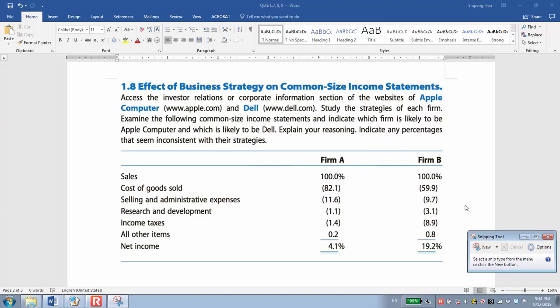Okay, I'm going to use this example to show you how the business strategy affects the firm's financial statements. In this example, we're discussing two firms from the same industry, Apple Computers and Dell. Both produce PCs, tablets, and all other personal electronic devices. And we know these two firms have different business strategies. We all know Apple pursues uniqueness, right?